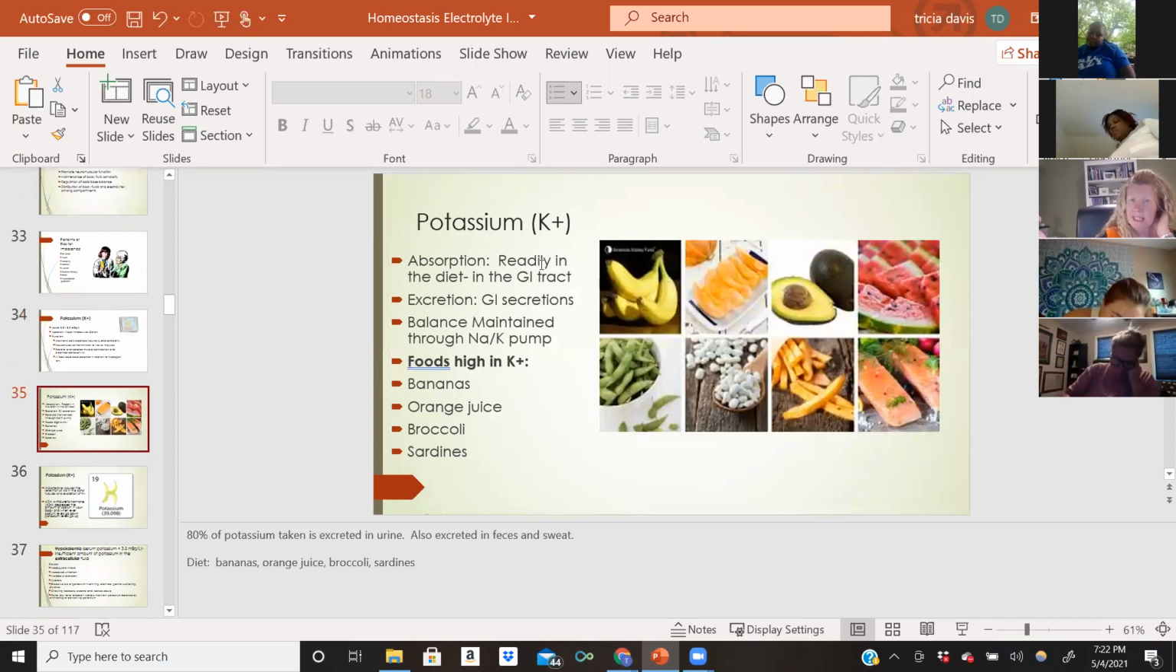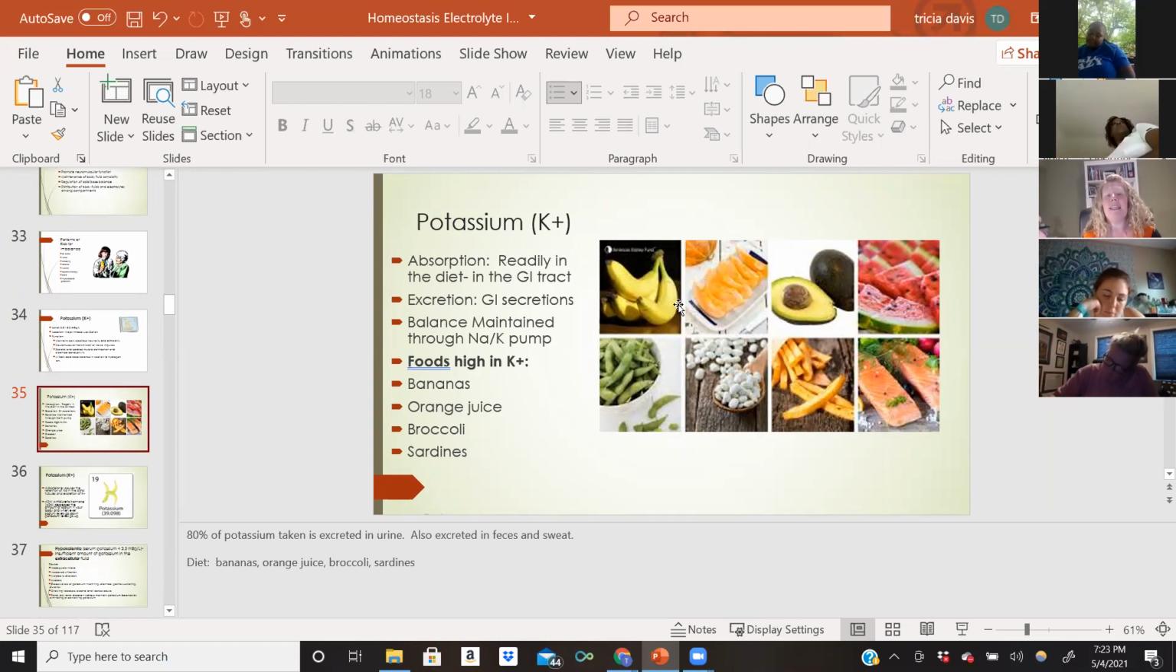So potassium is absorbed in our GI tract. We can get it through our diet. If we have low potassium in the hospital, it would be hard for us to increase our potassium levels in the amount of time that we would need to see an increase while we're in the hospital. So normally we will give medications to bring them up, but in general, we can get it in our diet.